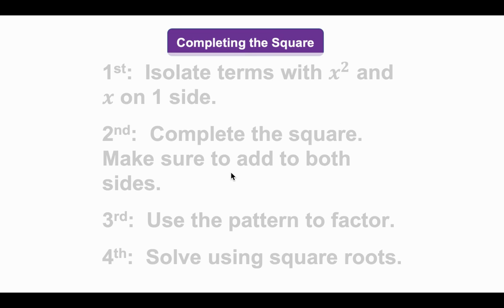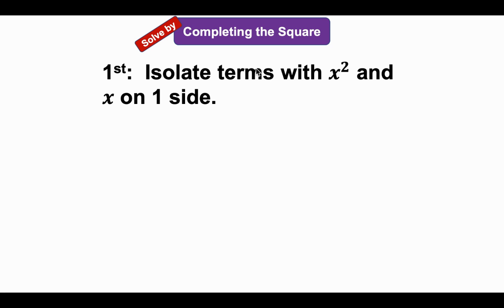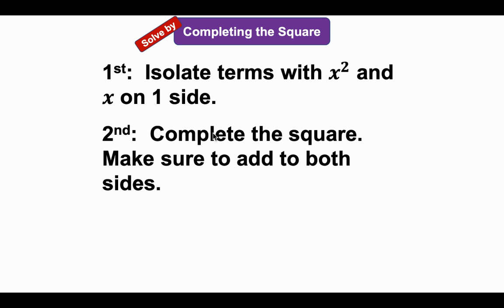The last video was about completing the square, the visual with the algebra tiles. Today we're going to be solving by completing the square. A few different steps here. First step, you're going to isolate your x squared and x terms on one side. That will make it like the problems that we did on the worksheet in the previous lesson. Step 2, you're going to complete the square. That's where you divide by 2 and square it.